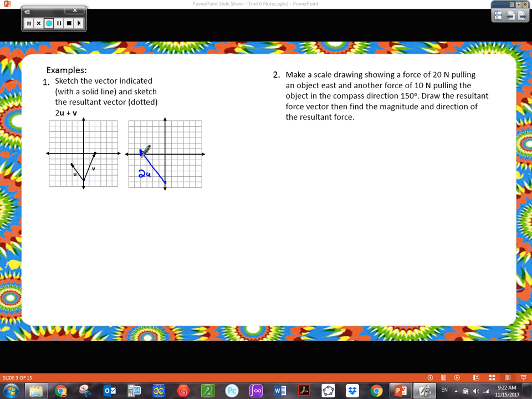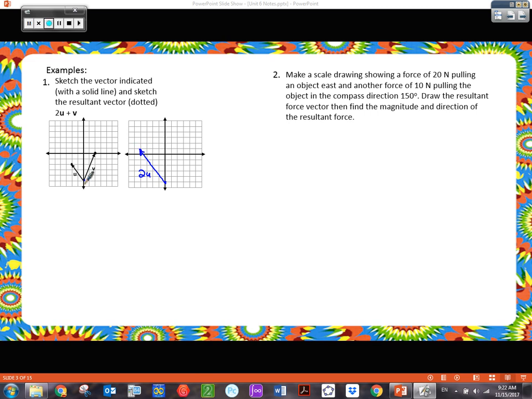Now, in order to add vectors, I must put them head to tail. It's not a choice. Now that I have this one placed, I can't put v anywhere I want. It has to start when 2u ends. So I have to put the tail of vector v here.